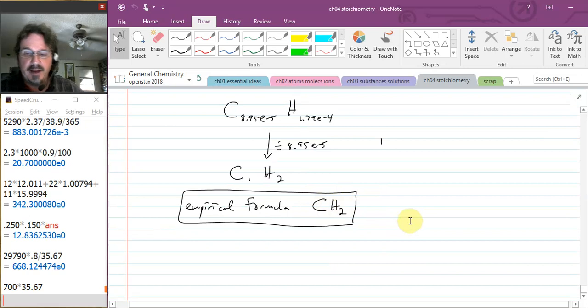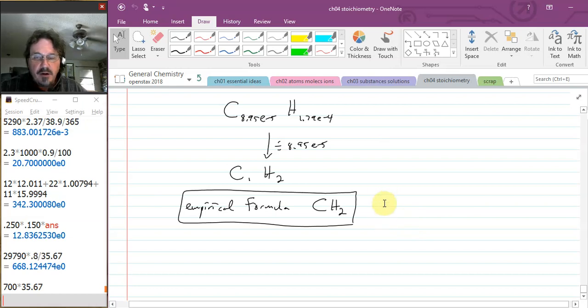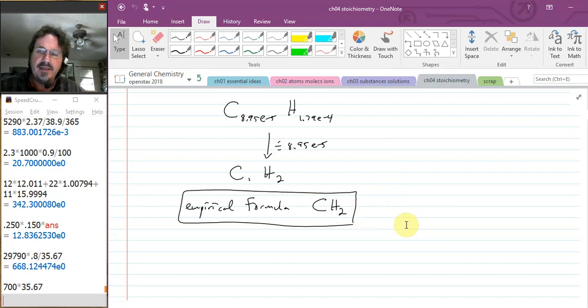Now, polyethylene might actually be C2H4 or C3H6, right? It could be any multiple of that, but we figured out its empirical formula, and that's all they asked me for: 1 carbon and 2 hydrogens. All right, so it's just stoichiometry again, and another way to get at those identities and the actual formulas of whatever I'm trying to analyze.